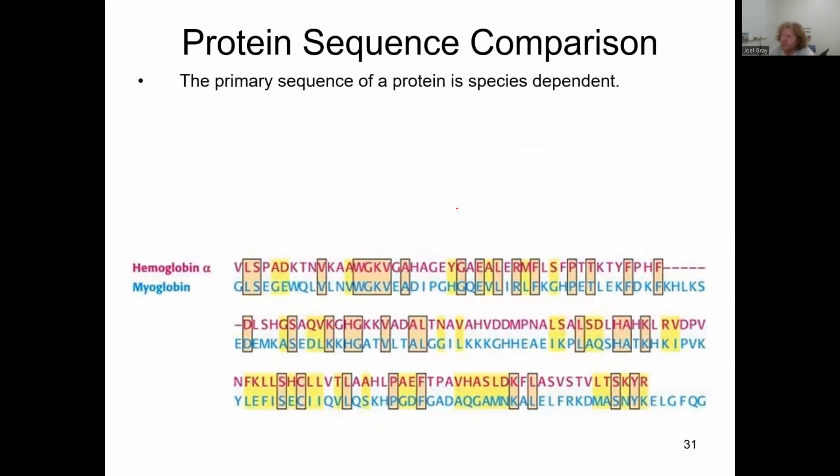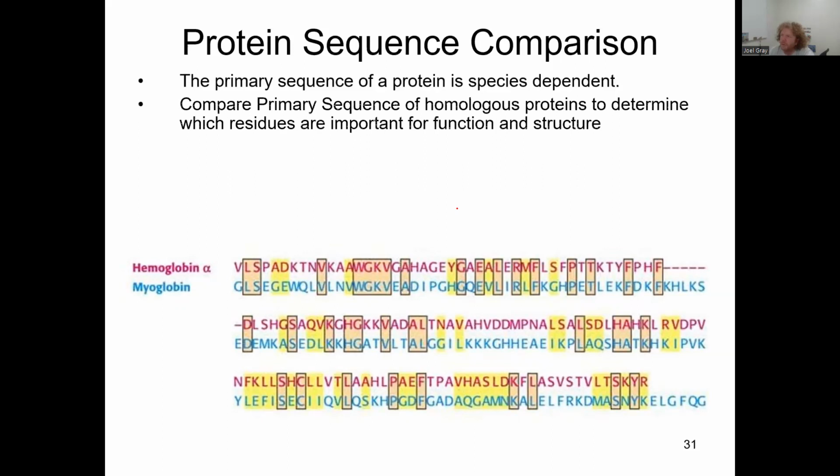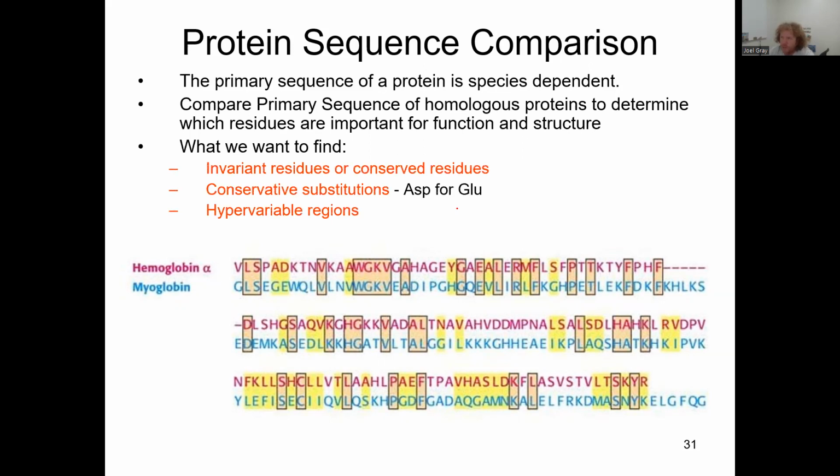As an example, the primary sequence of a protein is species dependent, but if you compare primary sequences of homologous proteins to determine which residues are important for function or for structure and function, we want to find, whenever we're looking at protein sequences, what are some invariant or conserved residues? What are the residues that are the most important? Then we also want to look at what are some conservative substitutions when comparing sequences?